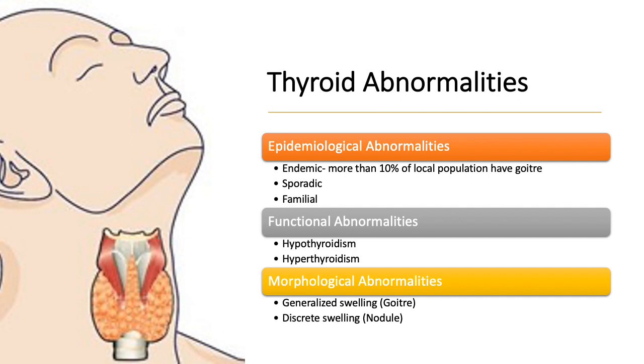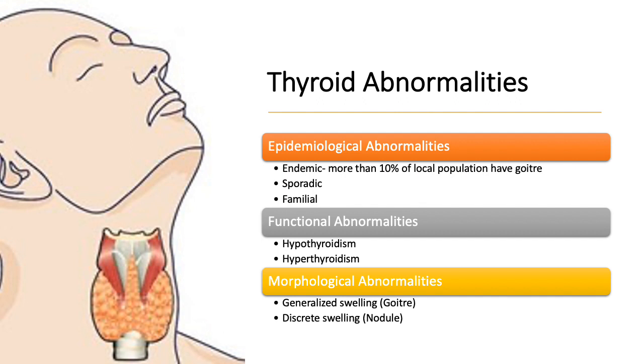There are three kinds of thyroid abnormalities. All thyroid problems or thyroid abnormalities we can classify under these three headings. The first is epidemiological abnormalities of the thyroid gland, the second is functional abnormalities of the thyroid gland, and the third is morphological abnormalities of the thyroid gland.